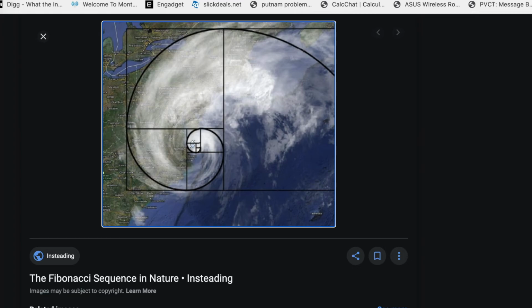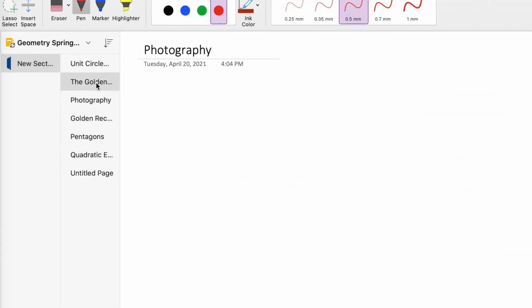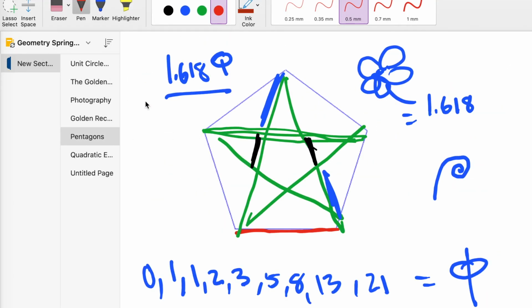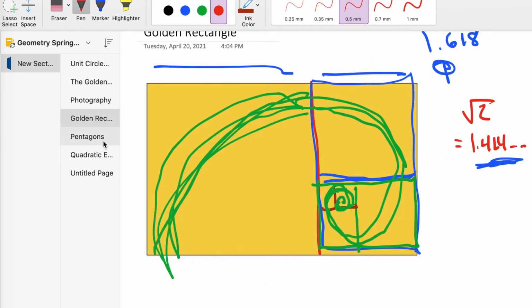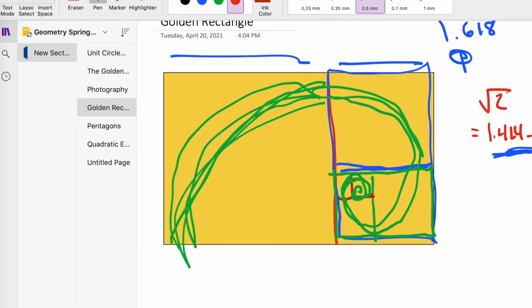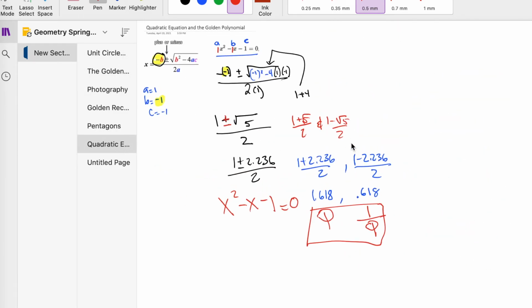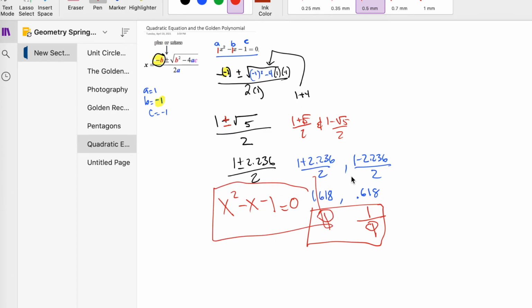The proportions of many things we see in nature, it creates balance, it creates efficiency, as well as in photography, as well as in pentagons and rectangles. So we do see that number in different places, and it's amazing that we can solve and manipulate using algebra and plug in for x to find an answer for those proportions. So that is how the quadratic equation can be used to solve x squared minus x minus 1.